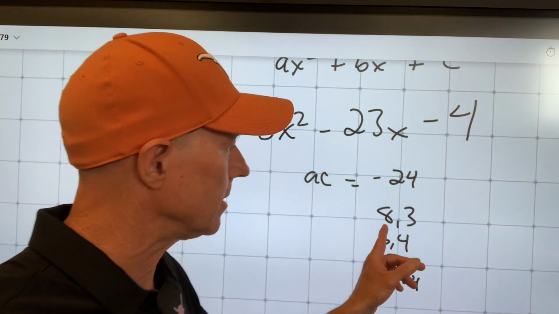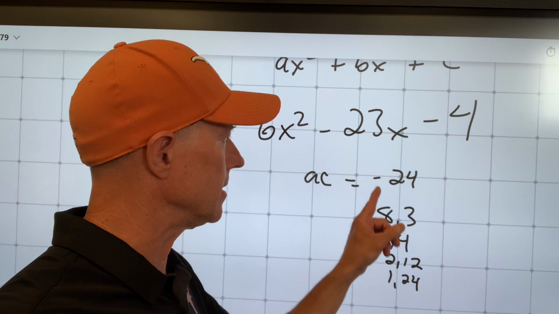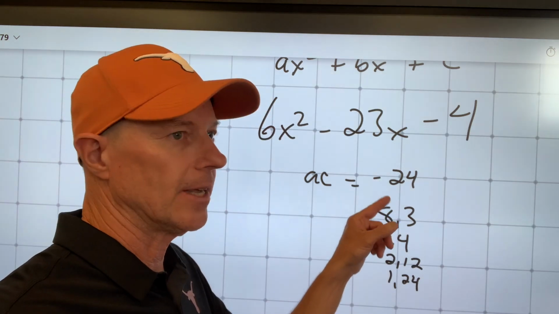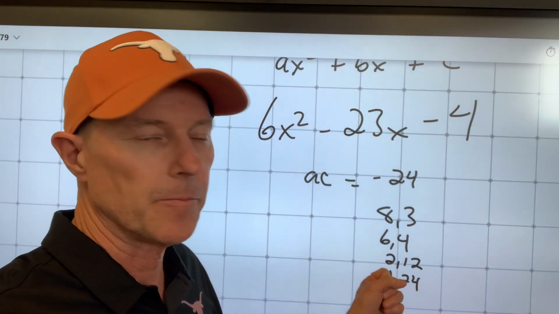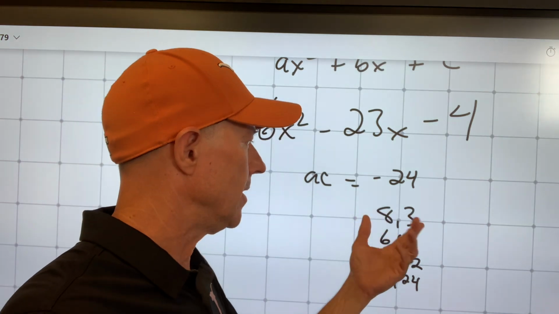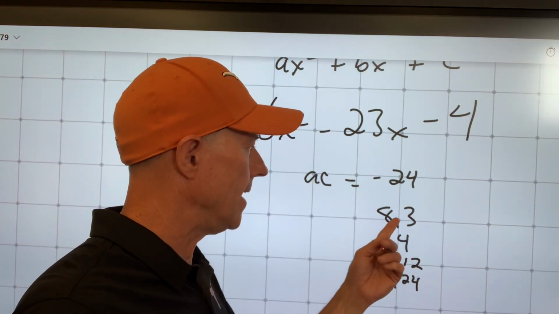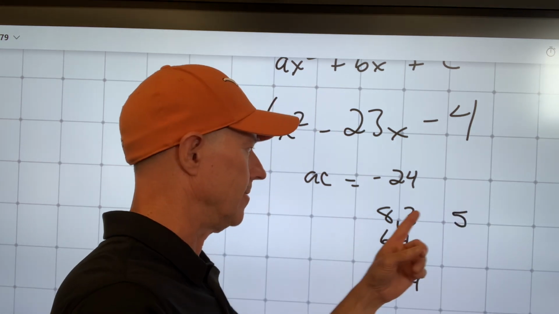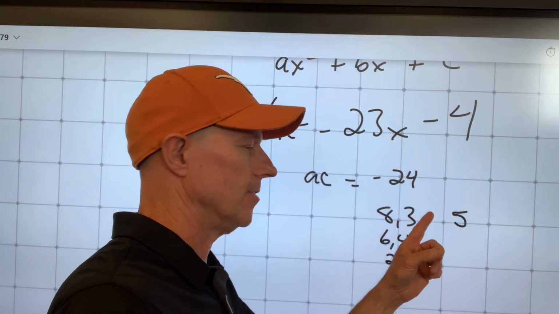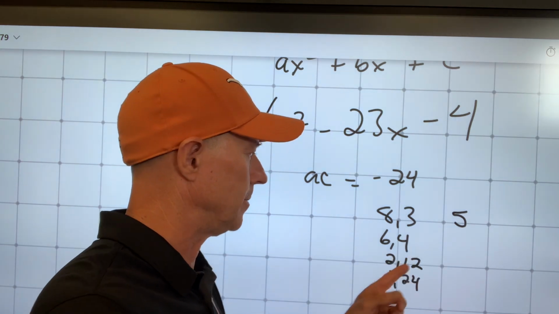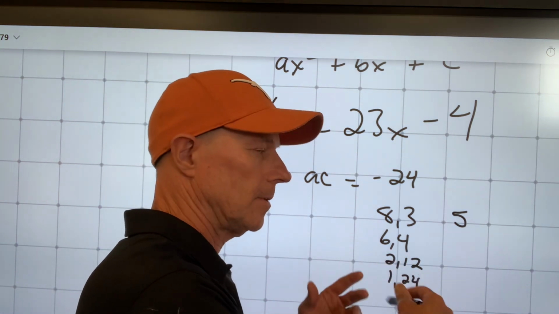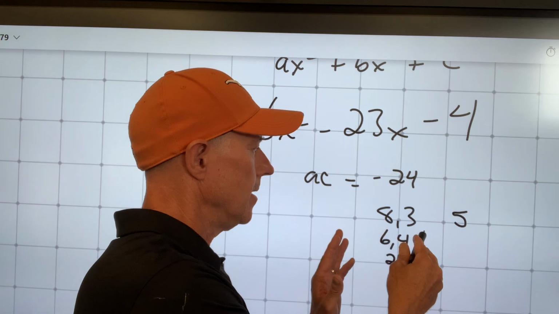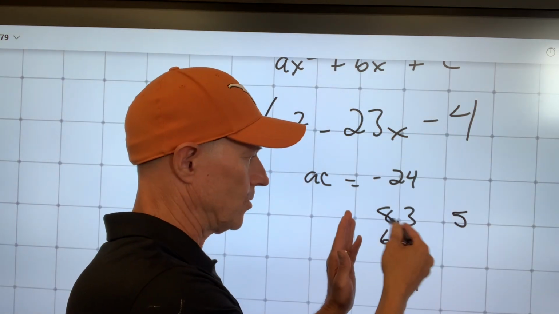And then they look at the sums of all these. Unless this is a negative, then they look at the difference of all these. So 8 and 3 is a difference of 5. And if the 8's negative, then 5's negative. If the 3's negative, the 5's positive. But I might have said that backwards. But anyway, the sign of the 5 depends on which one of these is negative.